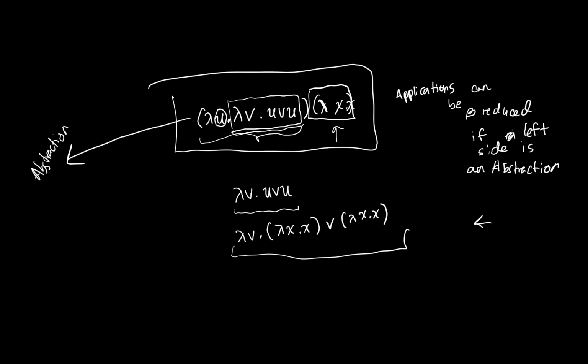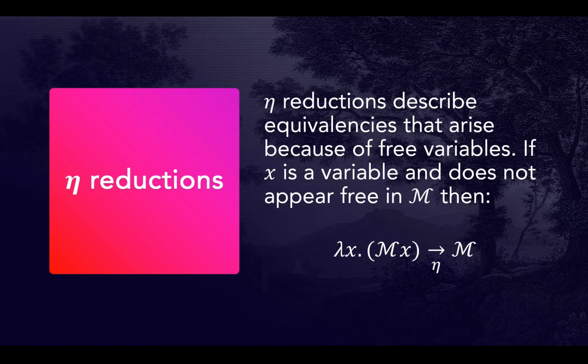Next is an eta reduction, and an eta reduction is not that easy to describe. Eta reductions describe equivalencies that arise because of free variables. If x is a variable and does not appear free in M, then we can basically simplify a whole lambda expression that looks like that into this M right here.